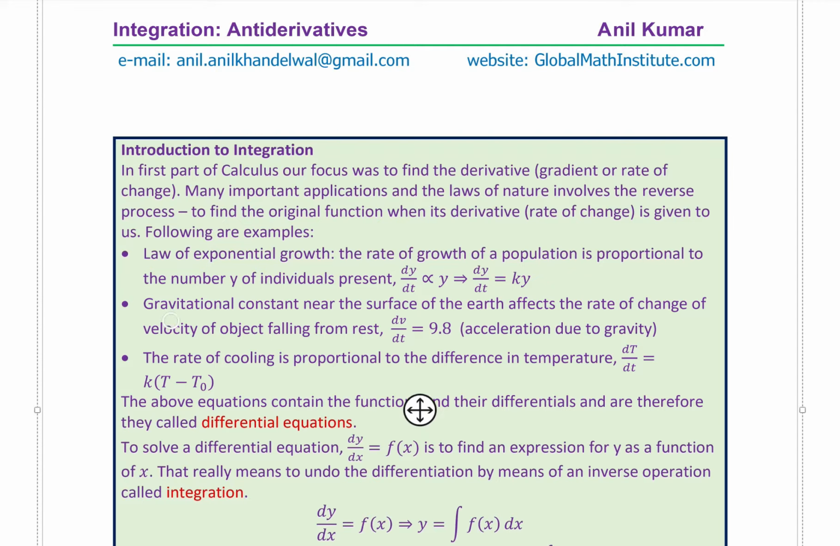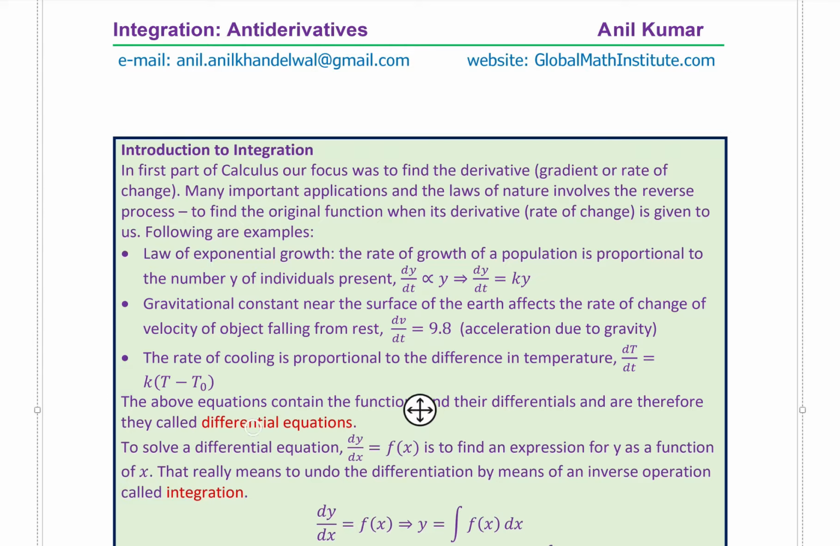Similarly, the gravitational constant near the surface of the Earth affects the rate of change of velocity of an object falling from rest. dv/dt equals 9.8, right? That is acceleration due to gravity. We know that the rate of cooling is proportional to the difference in temperature. dT/dt is k times (T minus T_s), so the difference in temperature.